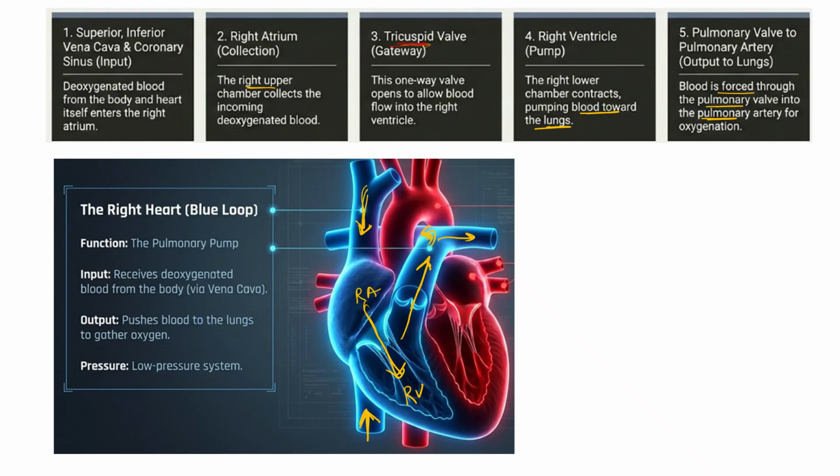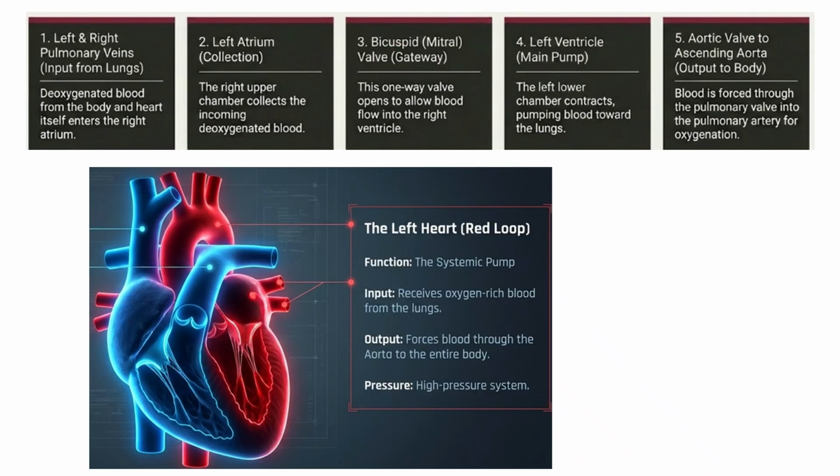This is the path of the deoxygenated blood. Clear? Now see the path of the oxygenated blood. The right and left pulmonary veins are bringing the oxygenated blood, and they are pouring it into the left atrium. Is it clear? They are pouring it into the left atrium, the left side.